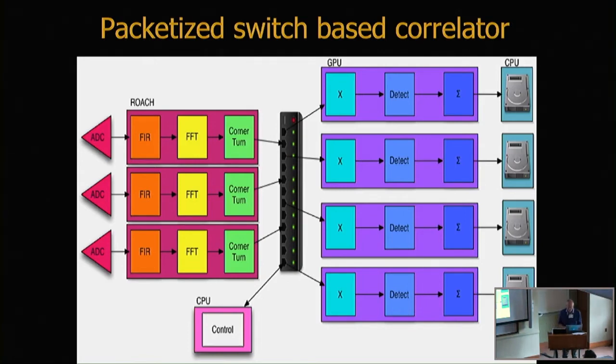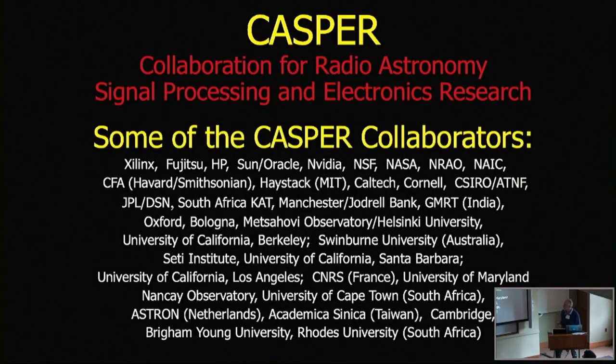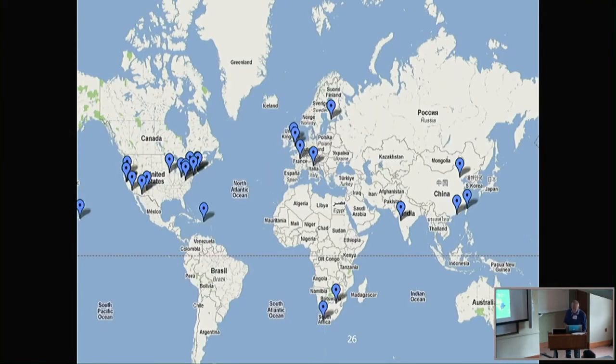It's a nice way to build a correlator. It's a nice way to build all kinds of instruments. And a lot of new telescopes are called Ethernet telescopes. The MeerKAT telescope is a great example. And I hope we'll hear about that. So CASPER is a collaboration of, I think, about 1,000 people, and I've only listed some of them here. I apologize if your name's not on here. Here's a map of some of them.